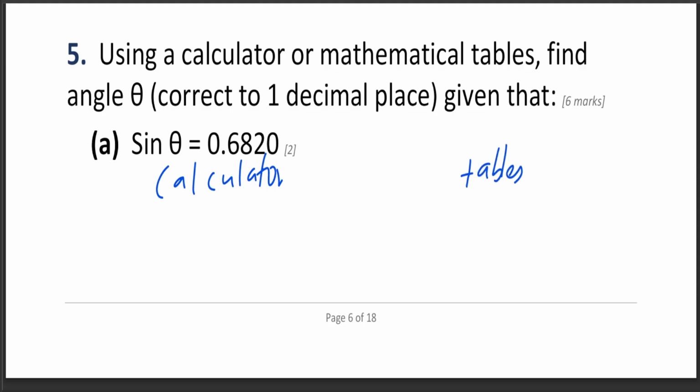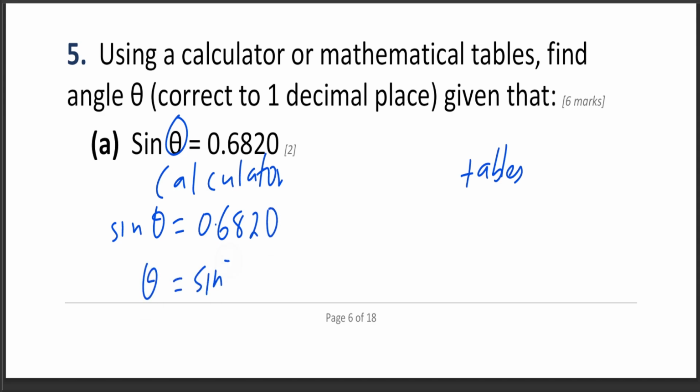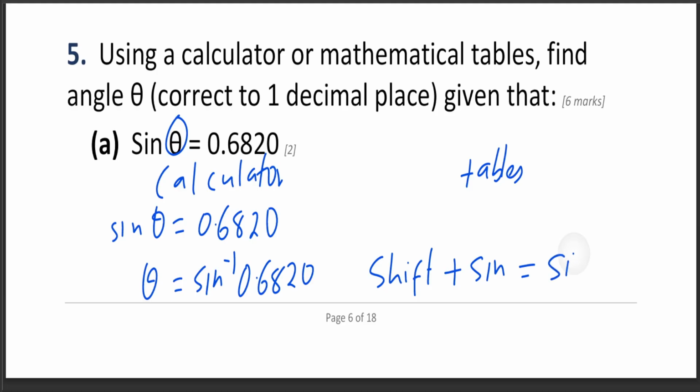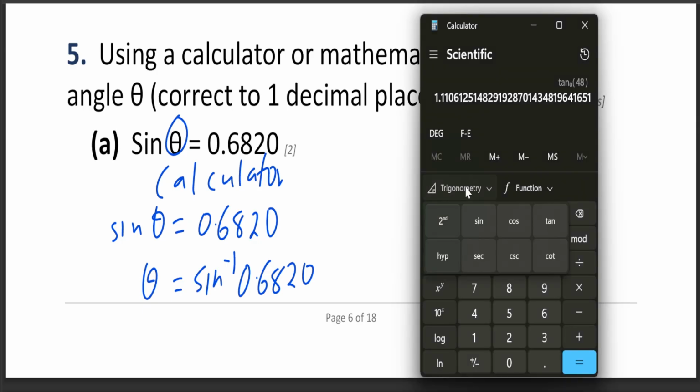Now calculator wise, kama unataka kupata theta, because sin theta is equal to 0.6820, we want to search for theta, you do something called sin inverse of 0.6820. So inside your calculator, both have shift plus the sin, itakupa kitu kama hii. Sawa, so ukibofa shift and sin itakupa kitu kama hiyo. Therefore let's use the calculator one first, tuone kama kuna kitu kama hiyo hapo.